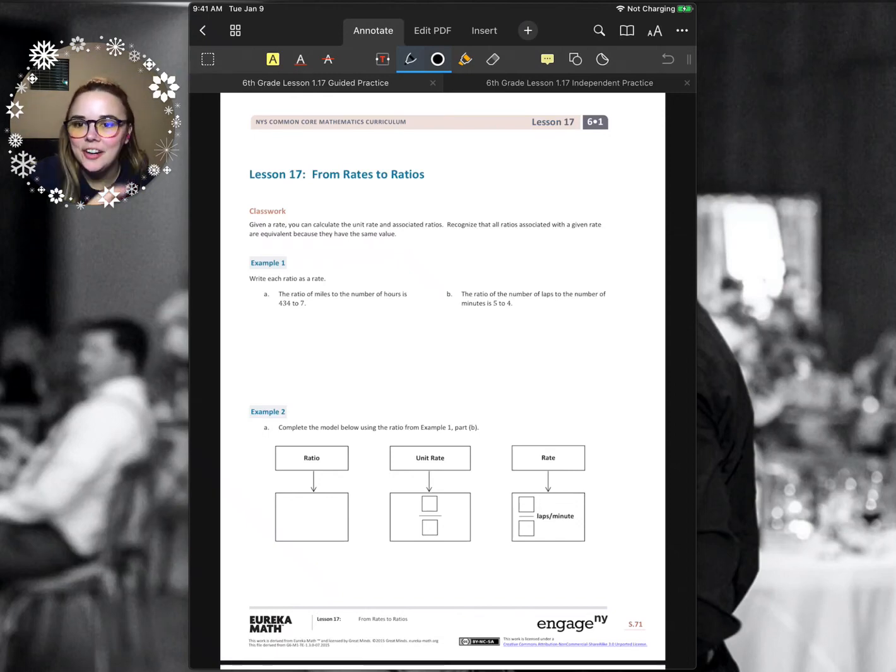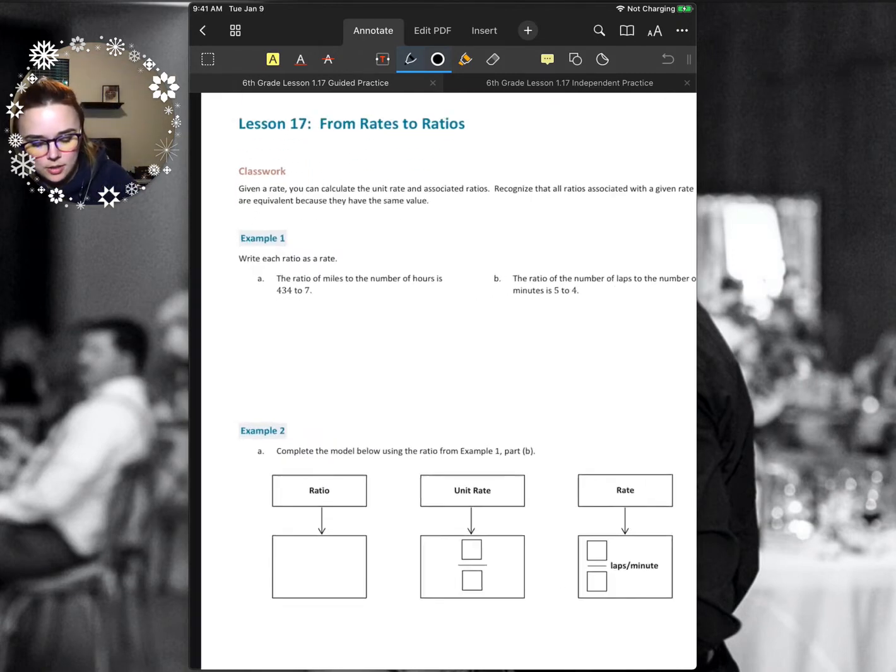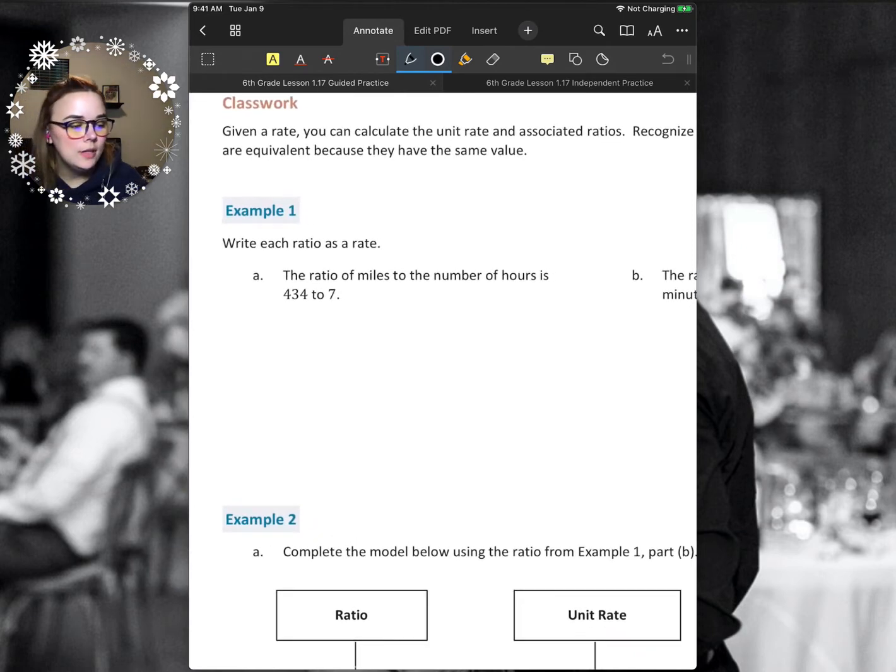Hello there, sixth graders. So today we're going to continue talking about rates and ratios. Let's take a look at example 1. We're going to write each of these ratios as a rate. Remember that when we're writing something as a rate, one of the numbers in our ratio is 1. Okay? So let's take a look here.